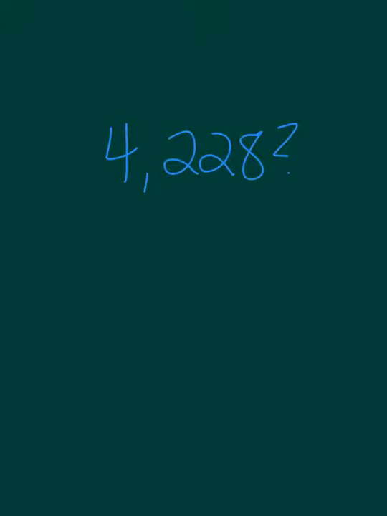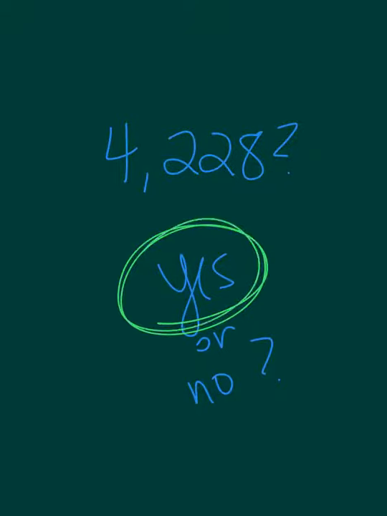What about 4,228? Think about this one. Yes or no? I'm going to go with a yes. Well, why would I go with a yes? Because there is an 8 in the ones place, which means that my number is divisible by 2 because it is even, and it is also a multiple of 2.